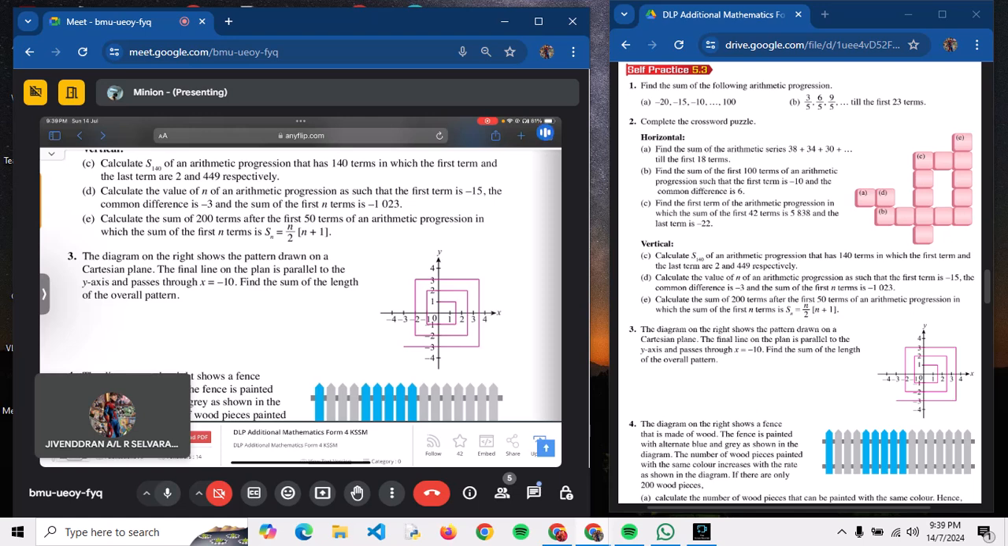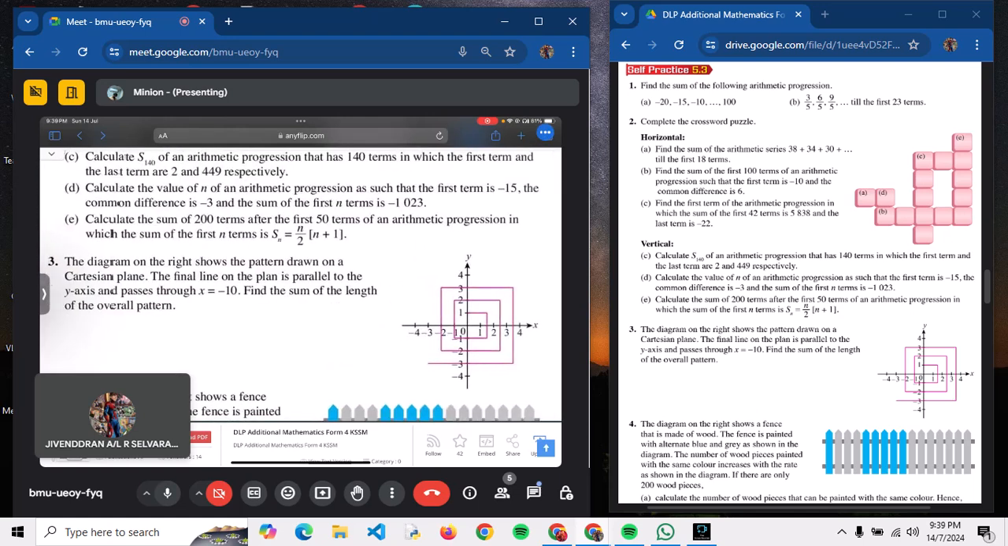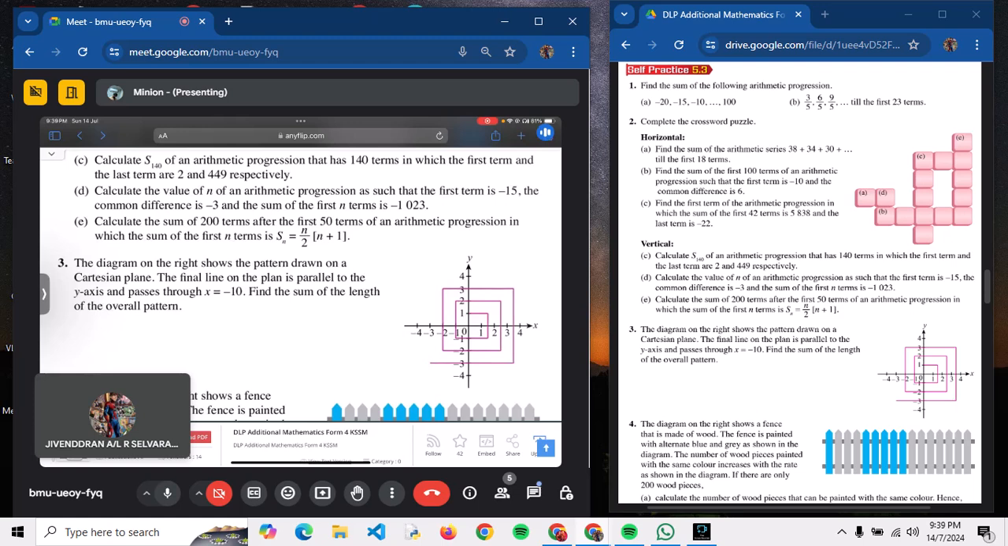The diagram on the right shows the pattern drawn on the Cartesian plane. The final line on the plane is parallel to the y-axis and passes through x equals -10. Okay. Find the sum of the length of the overall pattern.